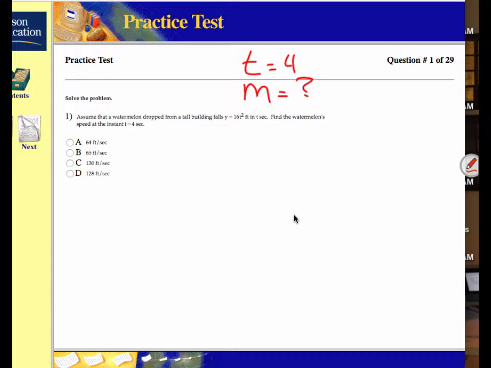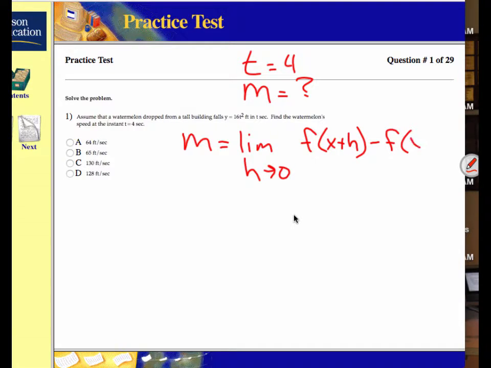Now, we talked about how to do that. We said that the slope could actually be the limit of this thing as h approaches 0, and then we just had to plug in the numbers, right? Does anybody remember how we did that? Well, what we did is we would say f of x plus h minus f of x all over h.